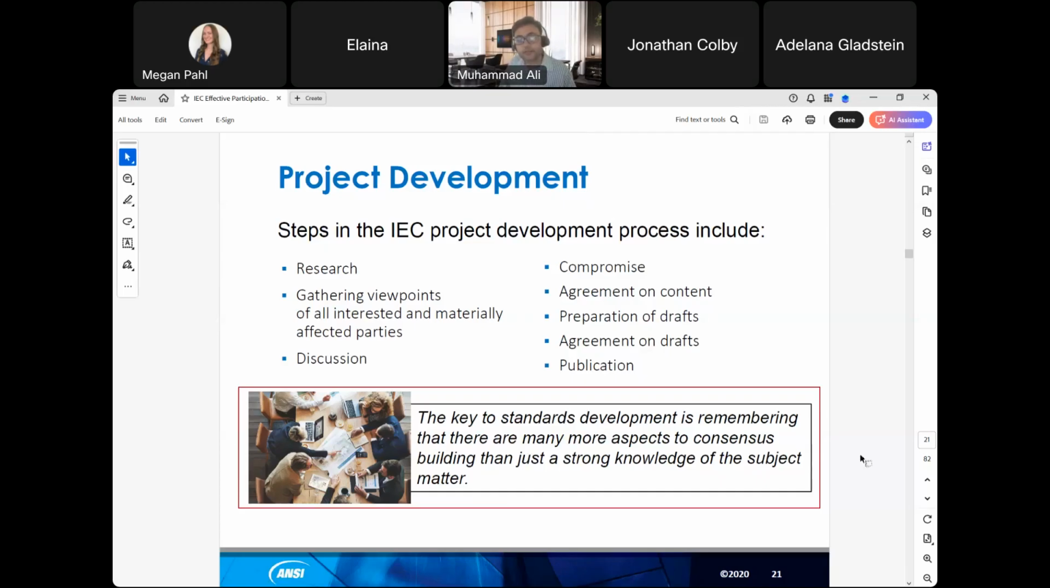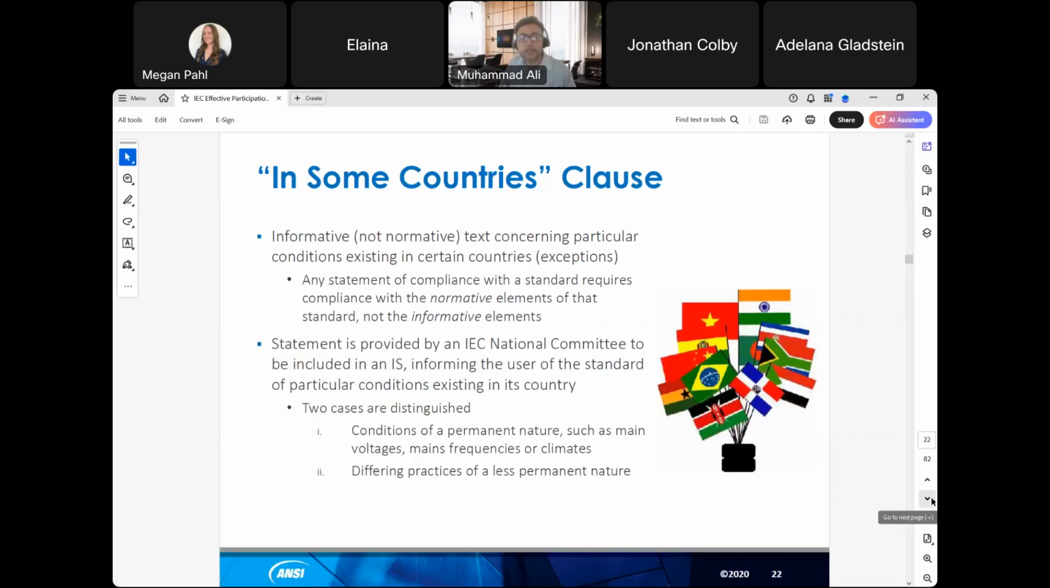If you move on to the next slide, because these are globally relevant documents, there are "in some countries" clauses that can be inserted into these standards. That is because IEC is an international standard. Several countries are involved in the IEC standards development process, and the "in some countries" clause gives you the ability to insert informative text concerning the particular condition existing in your country. These are informative texts that could be incorporated into the international standard, and any statement of compliance with the standards requires compliance with only the normative elements of that standard, not the informative elements.